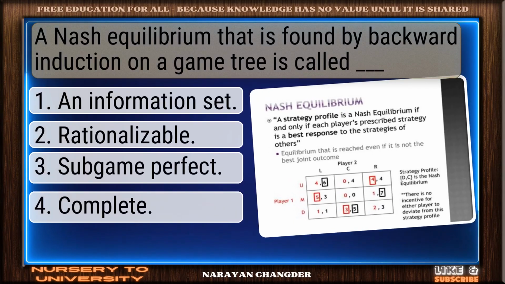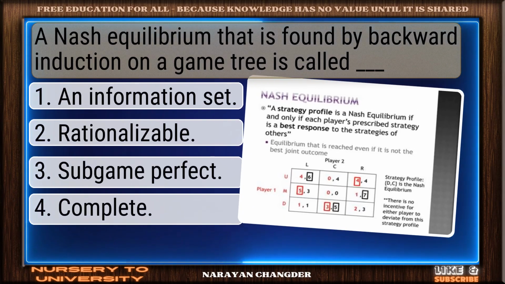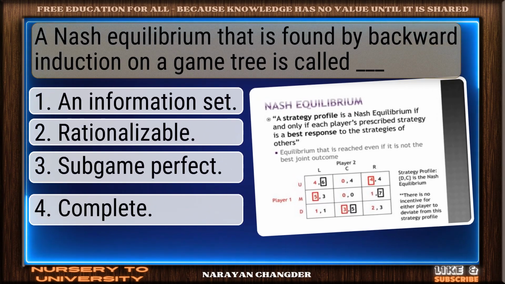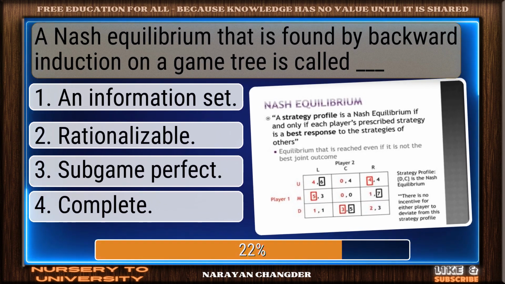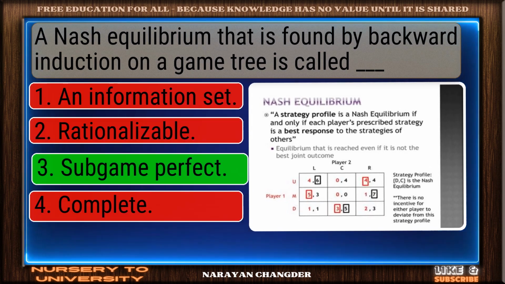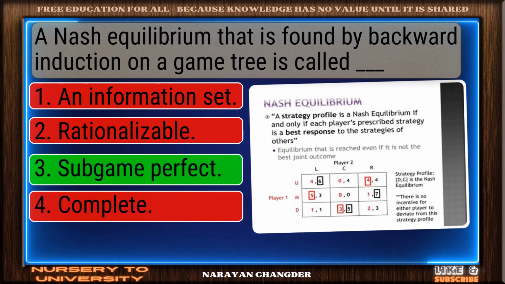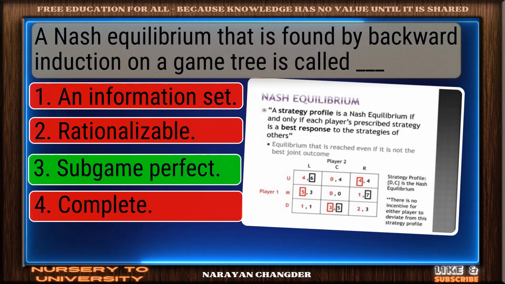A Nash equilibrium that is found by backward induction on a game tree is called ___. Well reasoned. Subgame perfect is the correct choice.